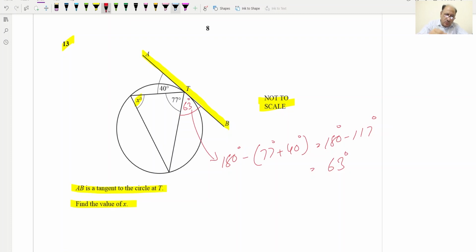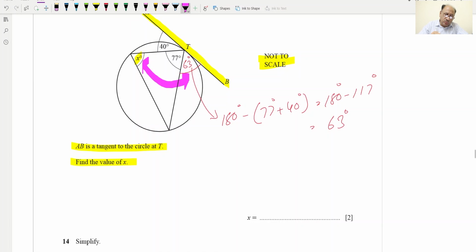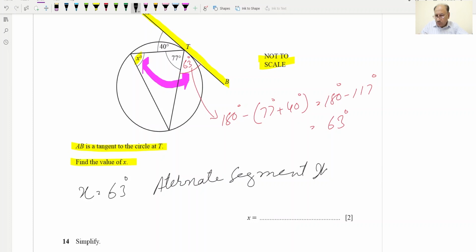Now there is a rule. What is that rule? That this and this angle are equal by the alternate segment theorem. So these two angles are equal. X will be equal to 63 degrees. By which rule can we mention? This alternate segment theorem.